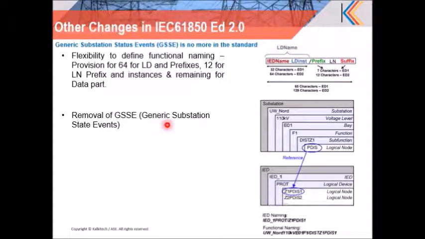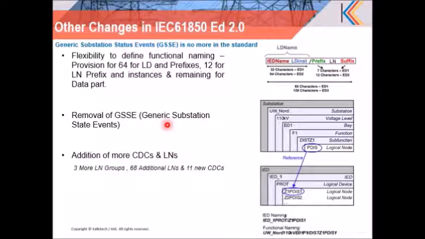Then GSSE, as I mentioned, did not get popularized because GOOSE handles the complete requirement of the substation in most cases. So it is completely removed from the standard and GOOSE is fully standardized. Then more CDCs and LNs were added: three more logical node groups, 68 additional logical nodes, and 11 new CDCs were added as part of edition 2 of the standard.